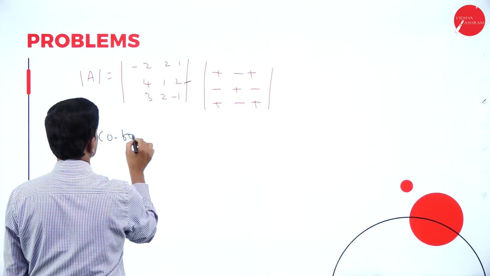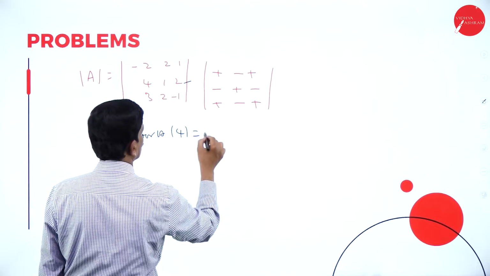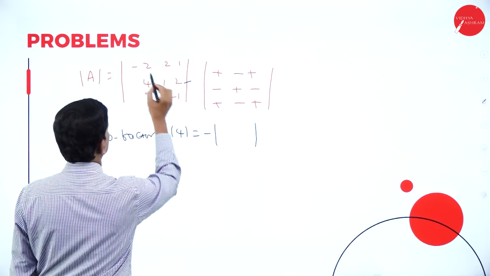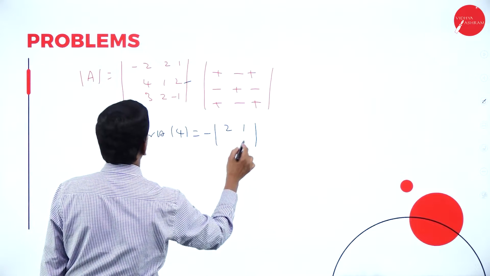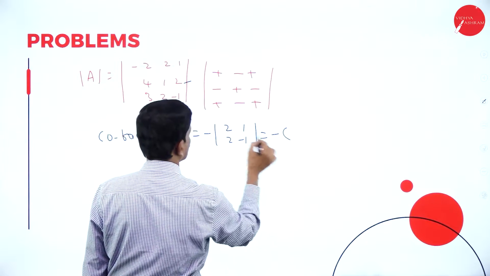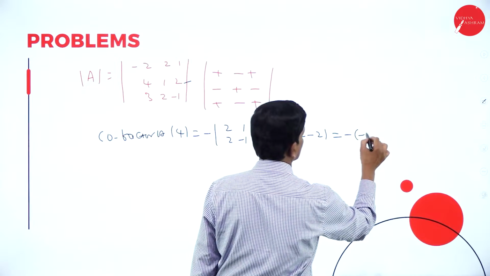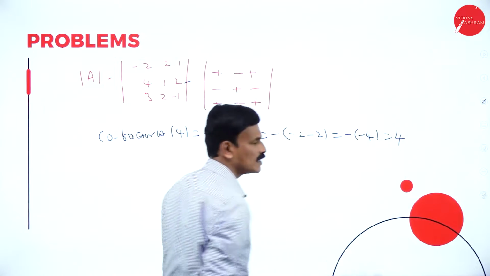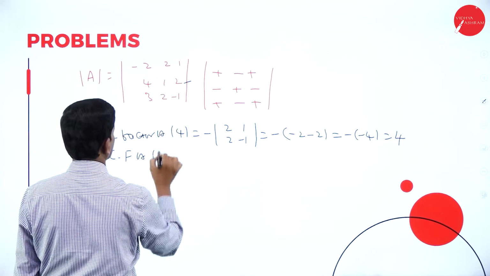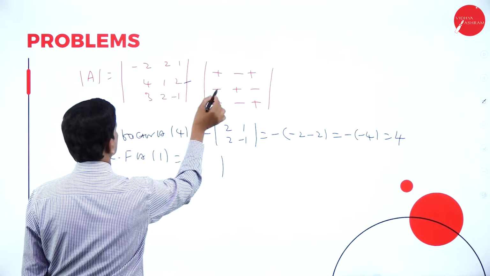Cofactor of 4 is equal to, it is minus, negative. Delete the row and column containing 4. This row and column are gone. What is left over is 2, 1, 2, minus 1. This is equal to minus 1 twos are 2, minus 2, minus of minus 2 is minus 4, minus into minus, plus 4. Similarly, the cofactor for 1 is equal to plus.